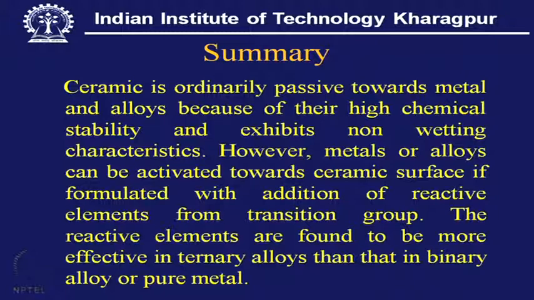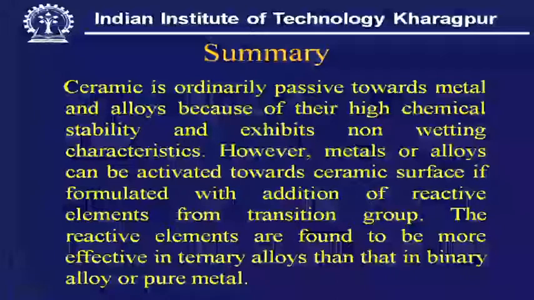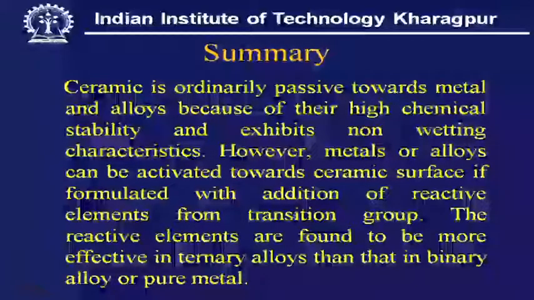So, with that we can summarize this subject as follows. Ceramic is ordinarily passive towards metals and alloys because of its high chemical stability, and exhibits non-wetting characteristics. However, metals or alloys can be activated towards the ceramic surface if formulated with the addition of reactive elements from the transition group. The reactive elements are found to be more effective in ternary alloys than in binary alloys or pure metals.